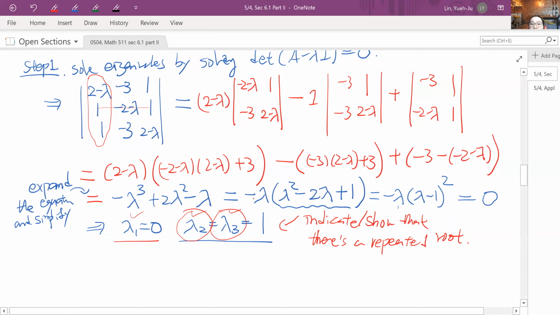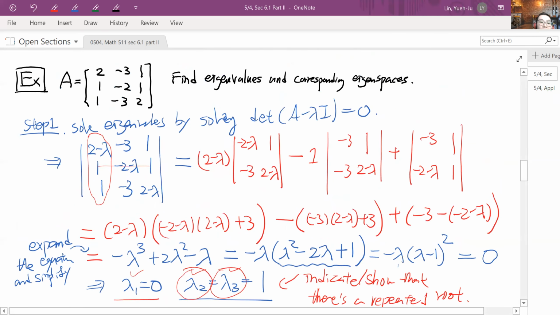Now another thing is this example may not be well designed in the sense that you need to do some algebraic work, but there might be some shortcut in other cases. It really depends on what your matrix looks like. This is not a pretty matrix in the sense that once you do A minus lambda I, the matrix is not pretty.